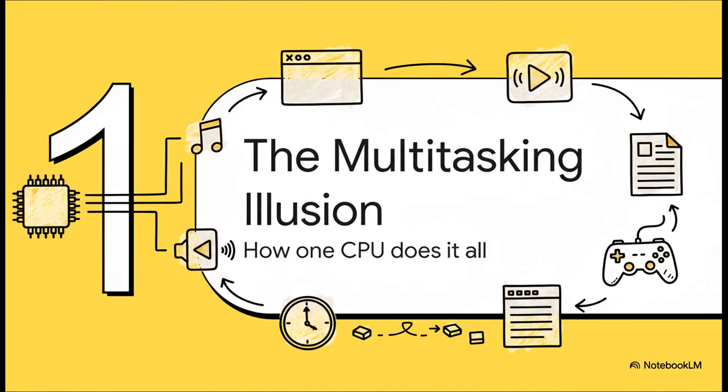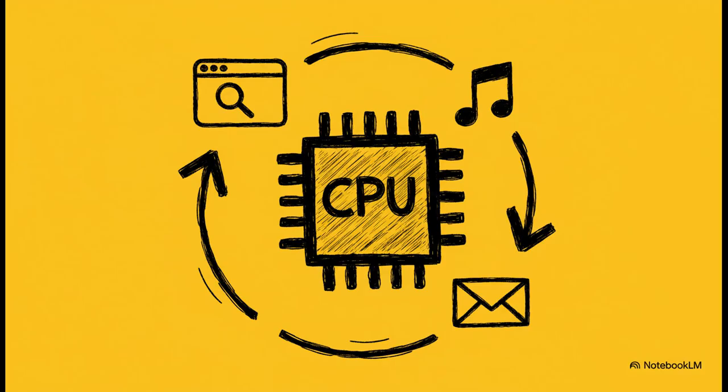Okay, so let's get right into the heart of it. We're going to start with the fundamental trick of the trade, how a single CPU core can create this powerful illusion of doing dozens of things all at once. So here's the secret. Your CPU isn't actually running your browser and your music at the exact same millisecond. Nope. Instead, the operating system is switching the CPU's focus between different tasks thousands of times a second. It happens so fast that it creates this perfect illusion of everything running in parallel.